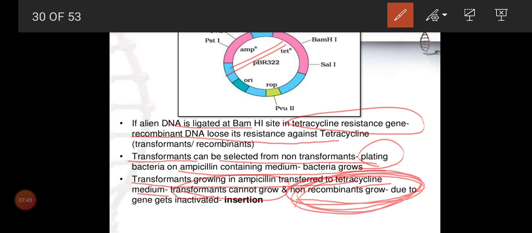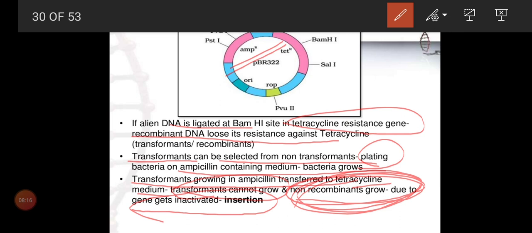Clear? Next, imagine if one plasmid doesn't contain any ampicillin resistant gene or no tetracycline resistant gene. These two we call non-recombinants. They will grow in the medium. Why? Because the genes get inactivated.